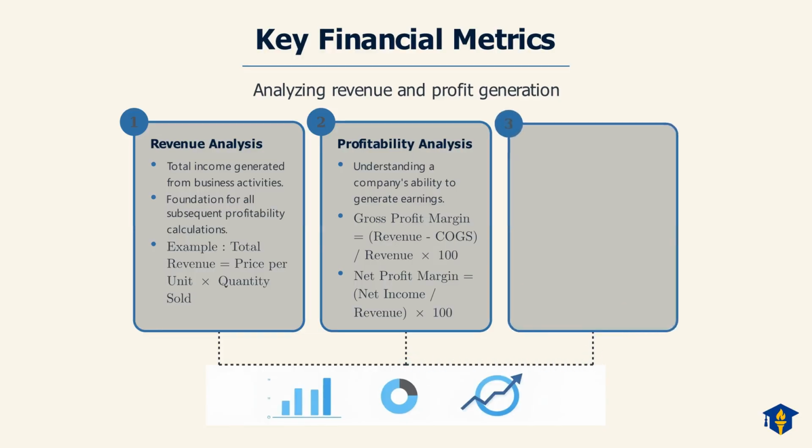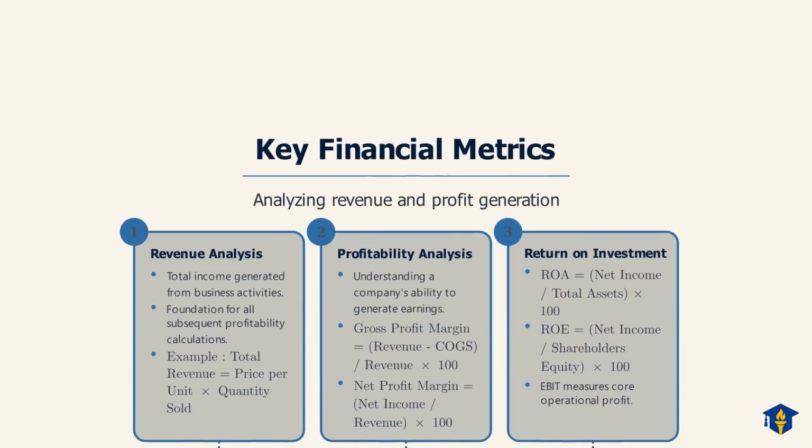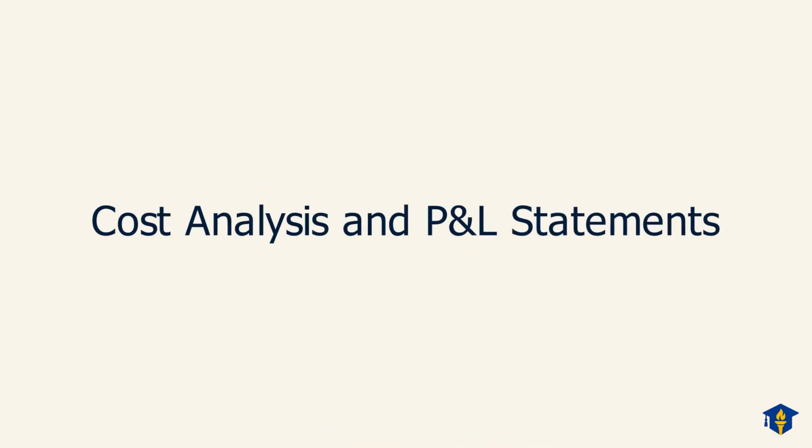We also examine return on investment, or ROI, in various forms. Return on assets, or ROA, is net income divided by total assets multiplied by 100. Return on equity, or ROE, is net income divided by shareholders' equity multiplied by 100. EBIT measures a company's core operational profit before interest and taxes. Let's now explore cost analysis and the profit and loss statement.